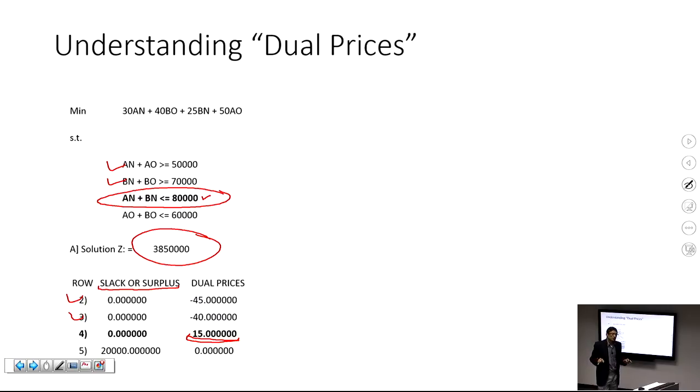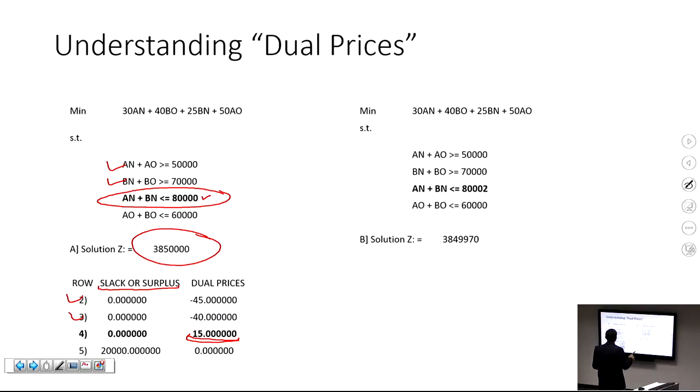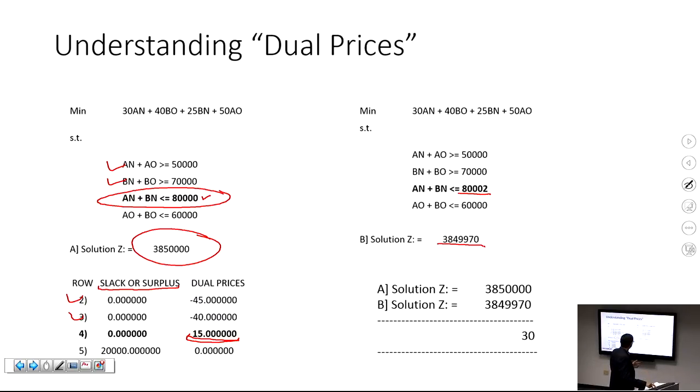Improvement, in the context of minimization, means the cost should fall. Okay, so let's see what happens. What I did is I increased the right hand side by 2, so now this is the new objective function I get. If you find the difference between A and B, I see that the difference is 30. So as you increase the right hand side, your objective function improved by $30. That's the meaning of this dual price.